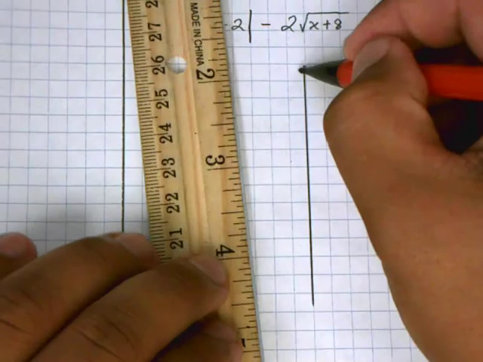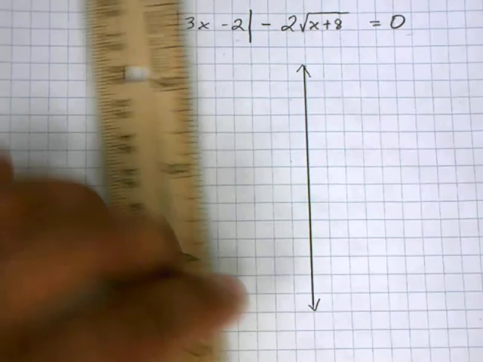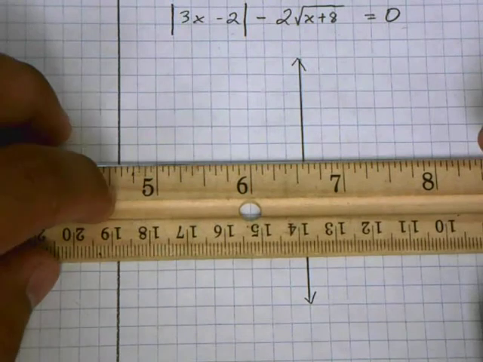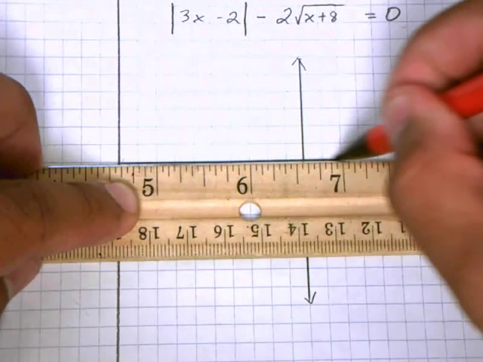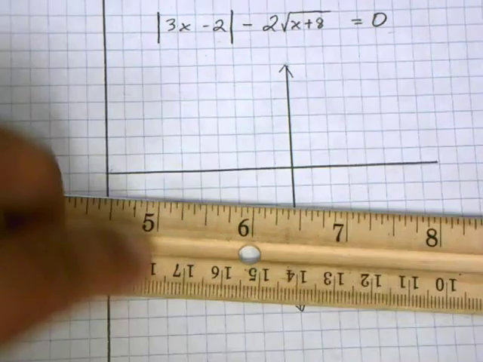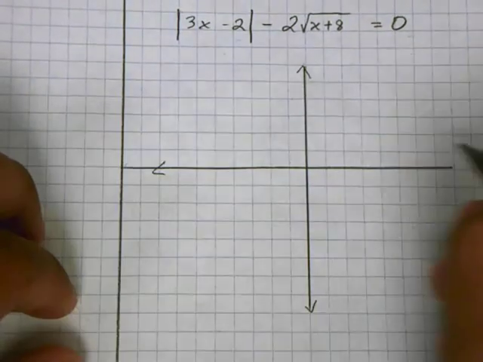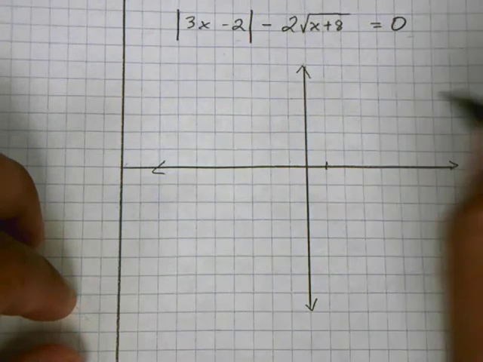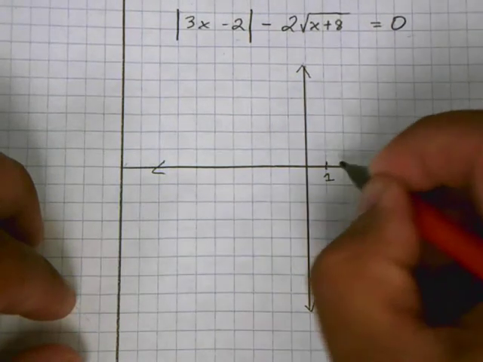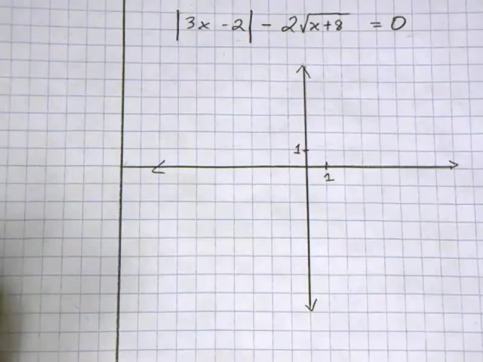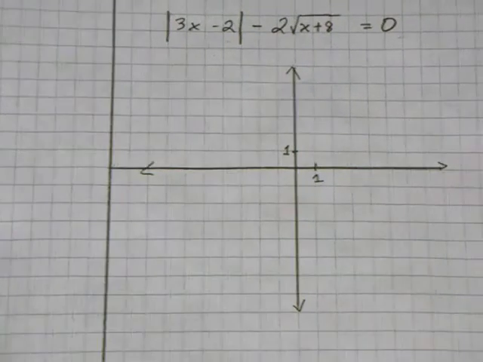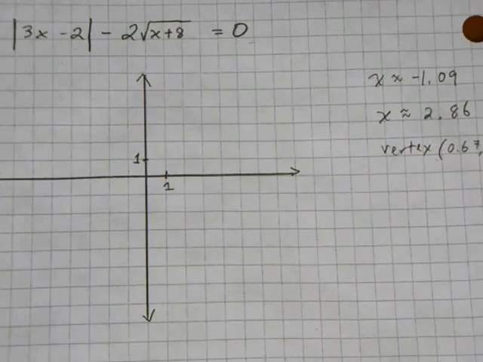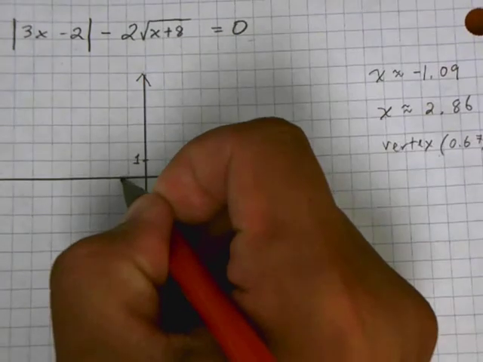So again, the nice thing about graphing is that the calculator does a lot of the work for you, but afterwards you still have to show the work by actually drawing the graph. So I'm going to make these in increments of 1s. And I know from the calculator that my x-intercept was approximately negative 1.09. So it's about right here.